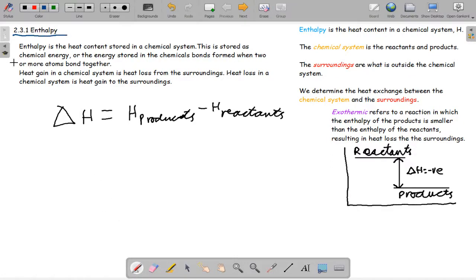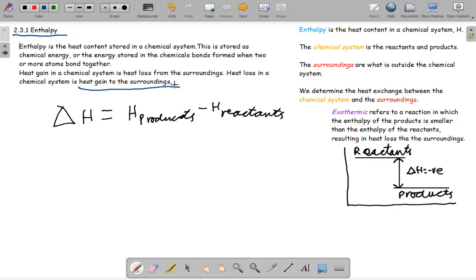Now, enthalpy is the heat content stored in a chemical system. It's stored as chemical energy, or the energy stored in chemical bonds formed when two or more atoms bond together. Now, heat gained in the chemical system is heat loss from the surroundings. Heat lost from the chemical system is heat gained by the surroundings.